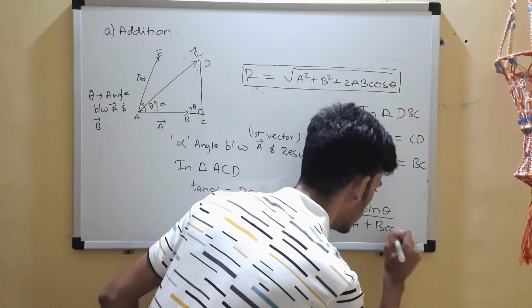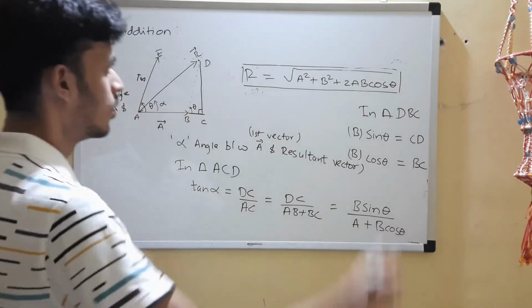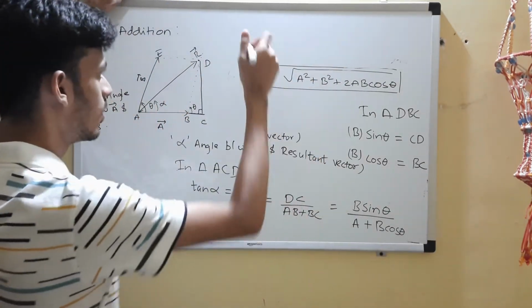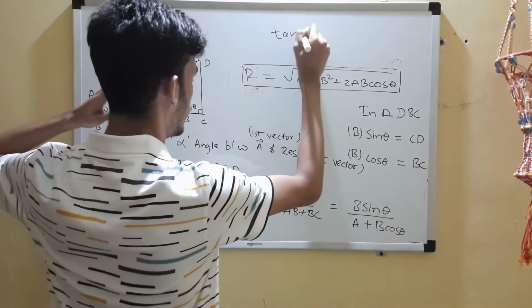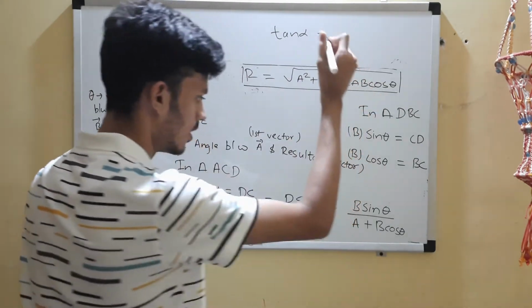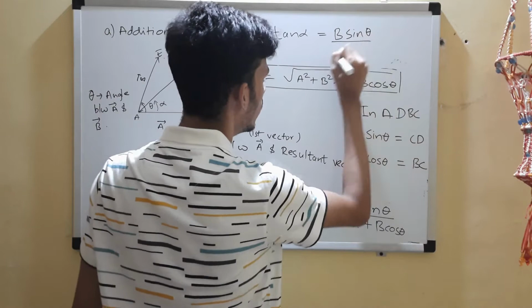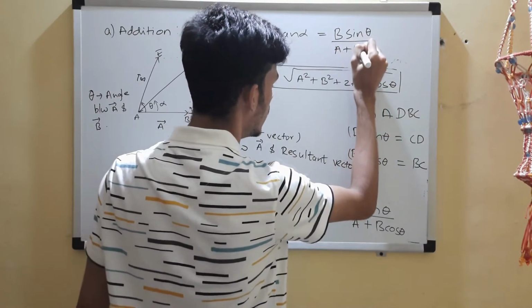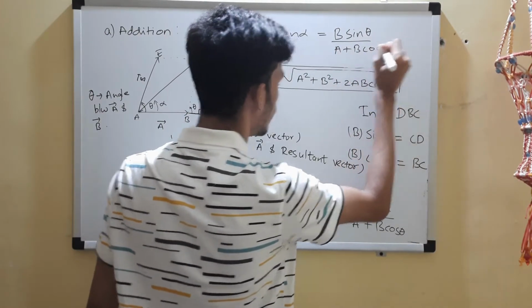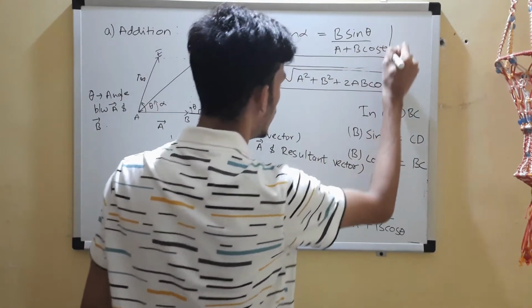So this is the simple formula, one more which you have to learn. You can take the inverse and then you'll get the alpha value also. So tan alpha is B sin theta upon A plus B cos theta. These formulas you are supposed to remember.